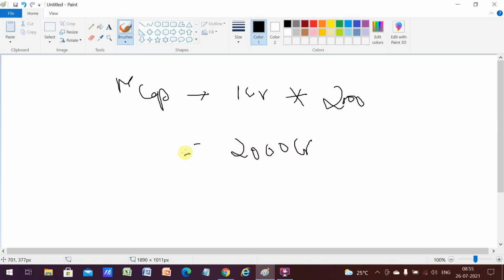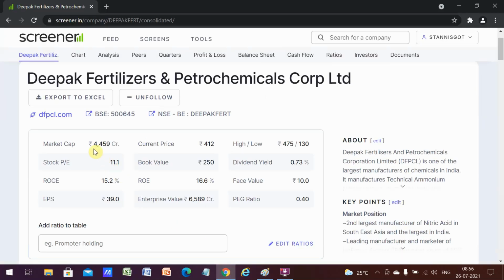So based on this, you have the small caps, mid caps and large caps. Small caps are something with less than 8000 crores, and mid caps are usually 50,000 or 80,000 crores. Less than that, we consider them as mid caps, and companies having higher than 80,000 crores, people consider them as large caps. So Deepak Fertilizers is a 4,459 crore company. That means it's a small cap company. It is below the 8,000 crore mark, right?